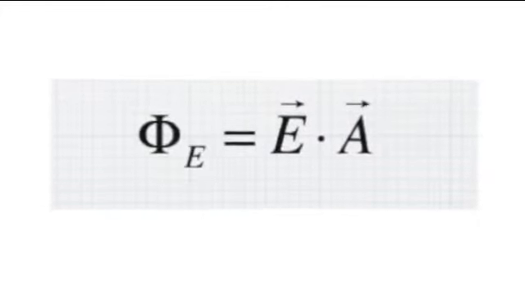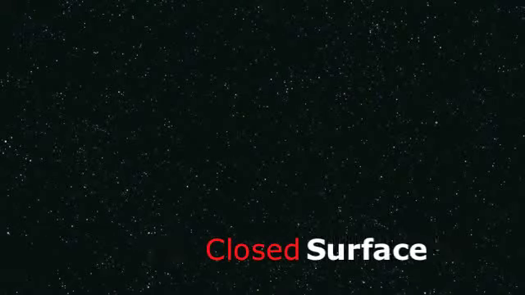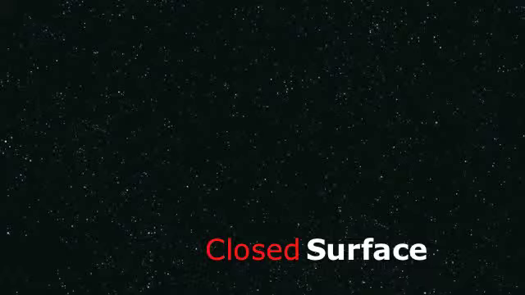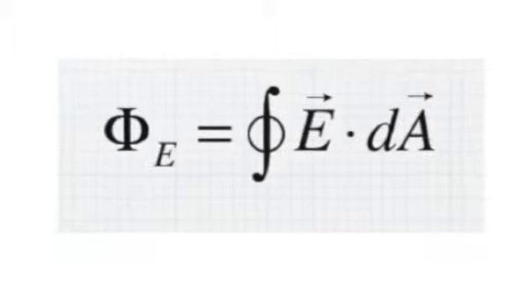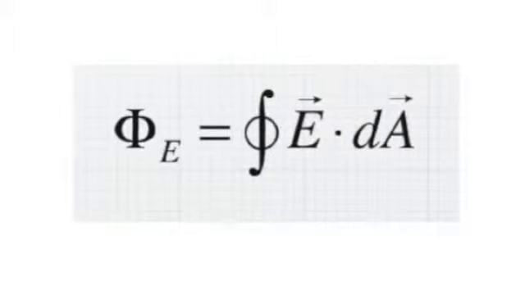The formula to find electric flux is shown. The electric flux for a closed surface, like a cube or sphere, is found by using the second equation. The electric flux through any closed surface is independent of the shape of the surface.